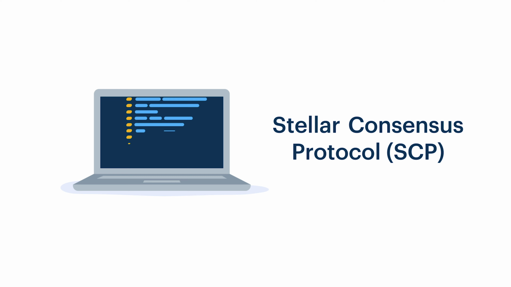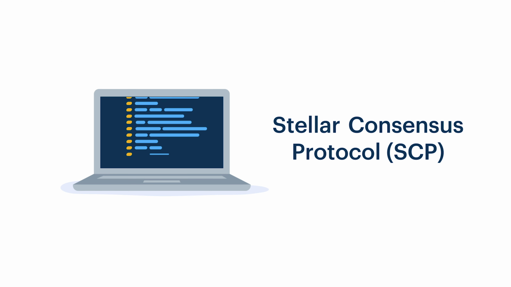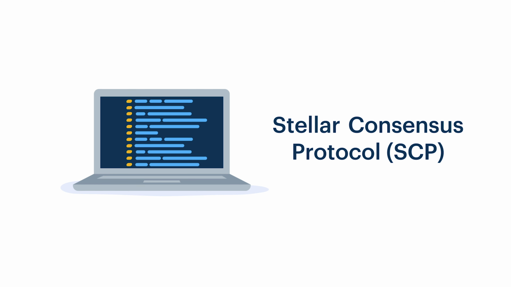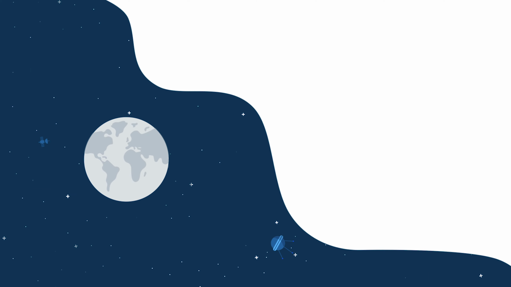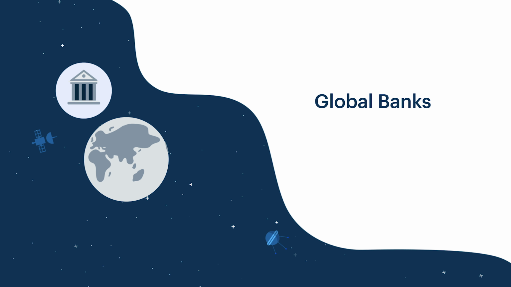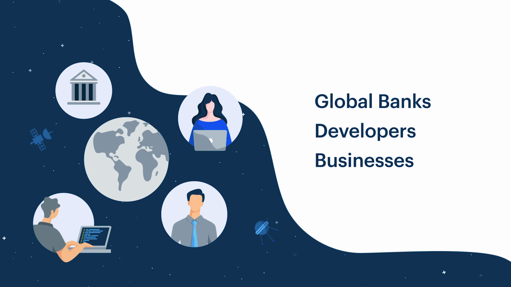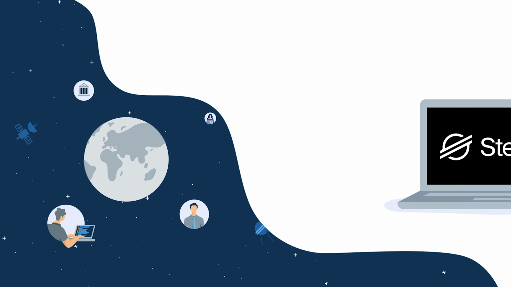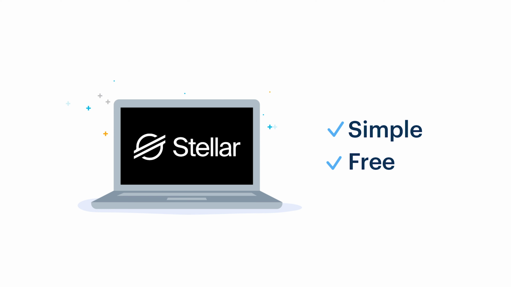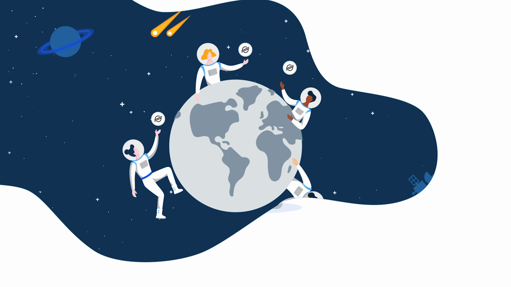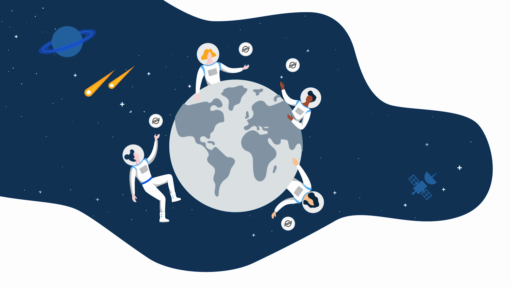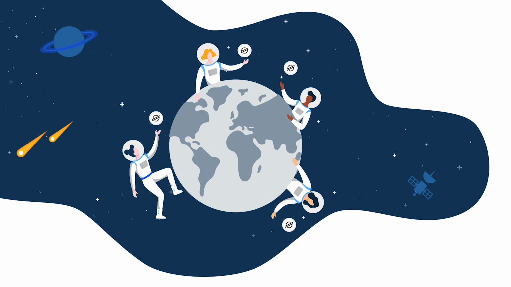It allows computers running Stellar to process transactions in under 5 seconds without using a significant amount of electricity and for a very, very small transaction fee. So who runs Stellar nodes today? Global banks, developers, businesses, anyone who wants to transfer money via the Stellar network. Stellar is simple to set up, free to use, and above all, it's open to everyone. And that's a big improvement over today's international financial infrastructure.